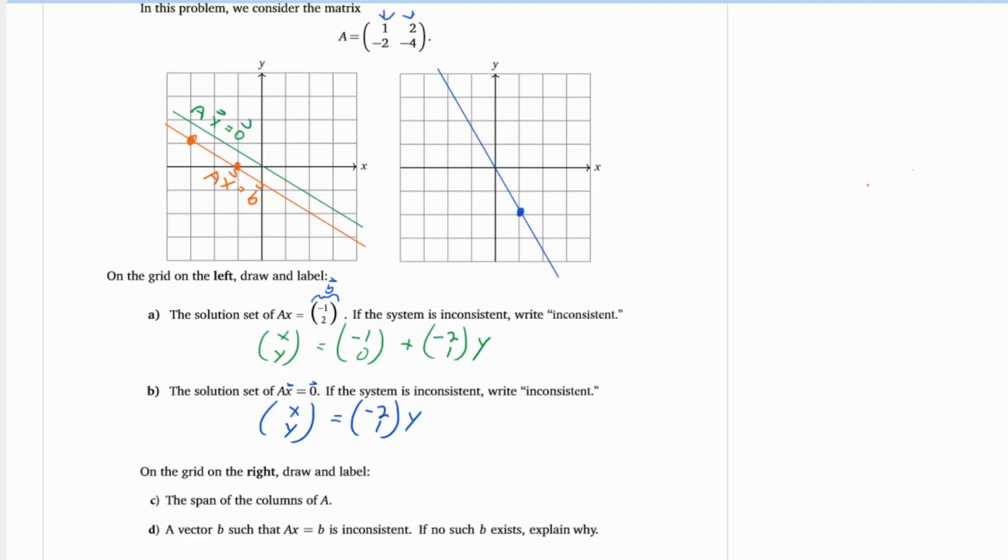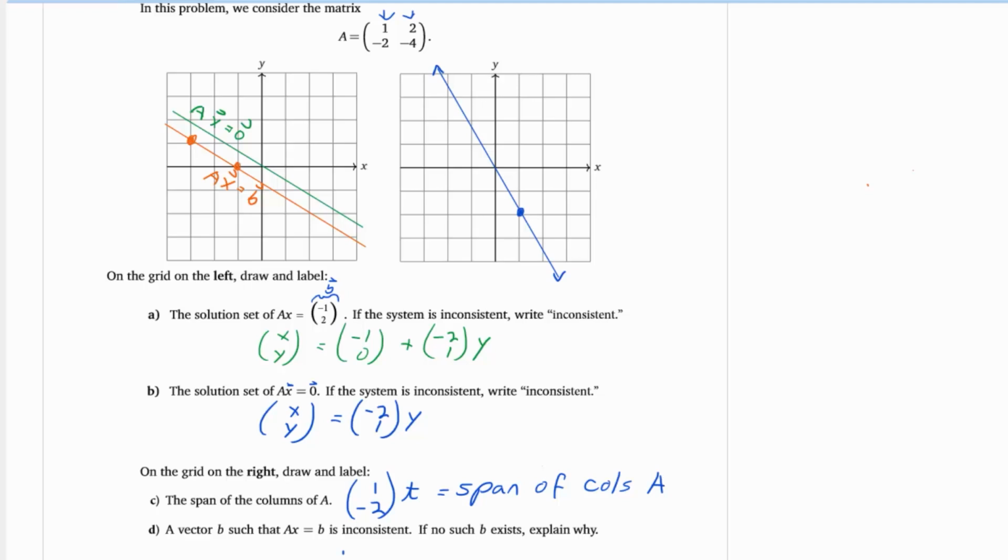And again, that's just all the scalar multiples of 1, -2. So 1, -2 times t, if you like, for a scalar. That's going to be the span of the columns of A. We now have a name for that. It's called the column space.